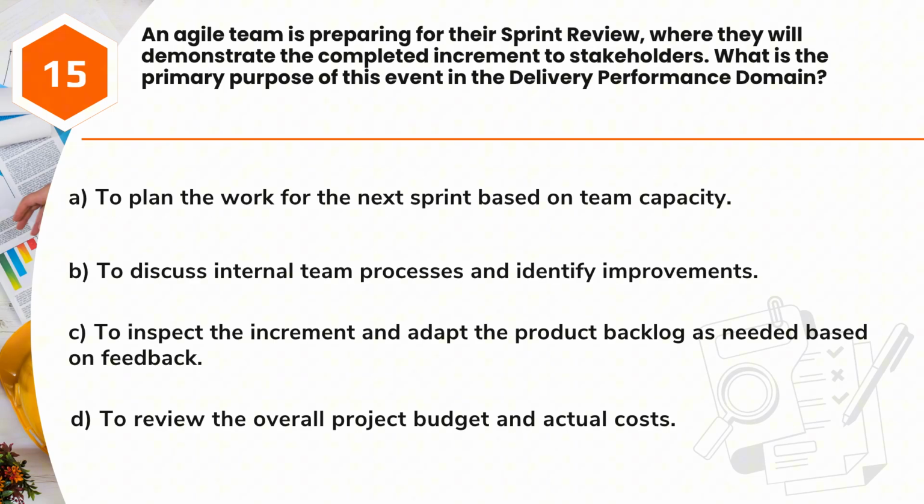Question 15. An Agile team is preparing for their sprint review, where they will demonstrate the completed increment to stakeholders. What is the primary purpose of this event in the delivery performance domain? A. To plan the work for the next sprint based on team capacity. B. To discuss internal team processes and identify improvements. C. To inspect the increment and adapt the product backlog as needed based on feedback. D. To review the overall project budget and actual costs.